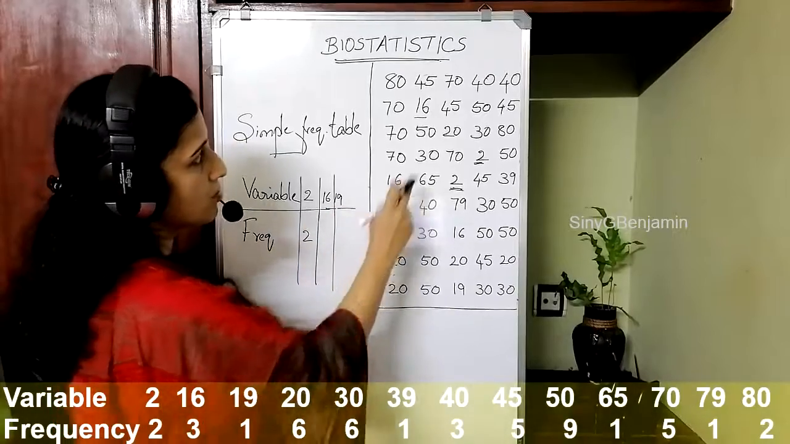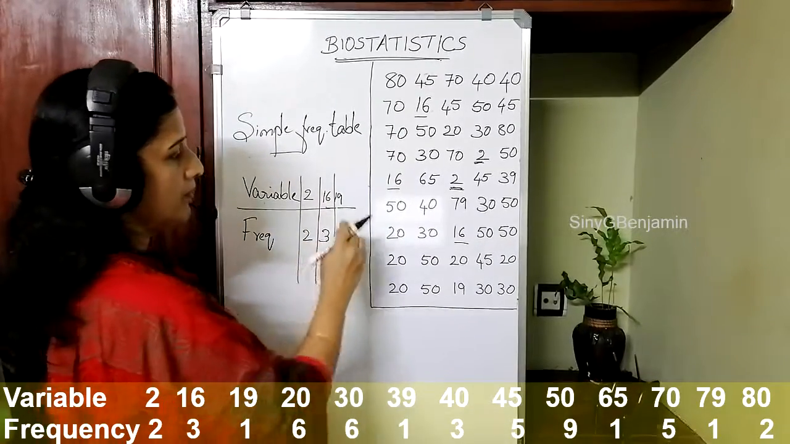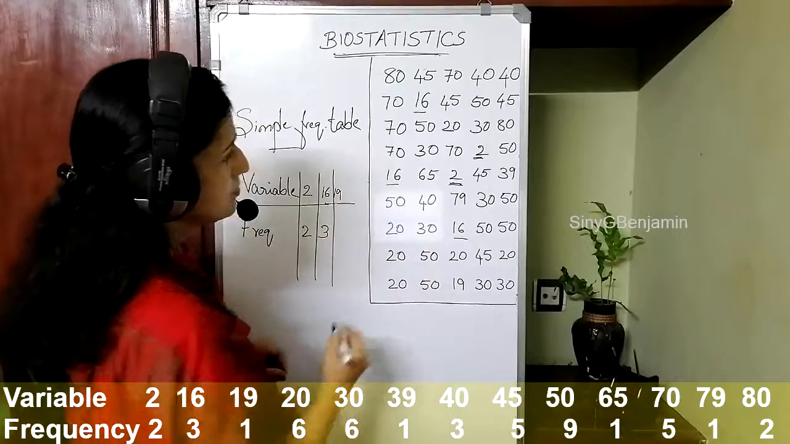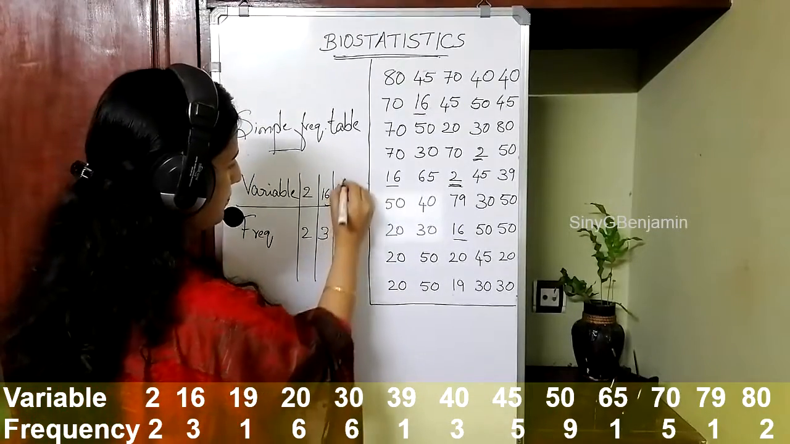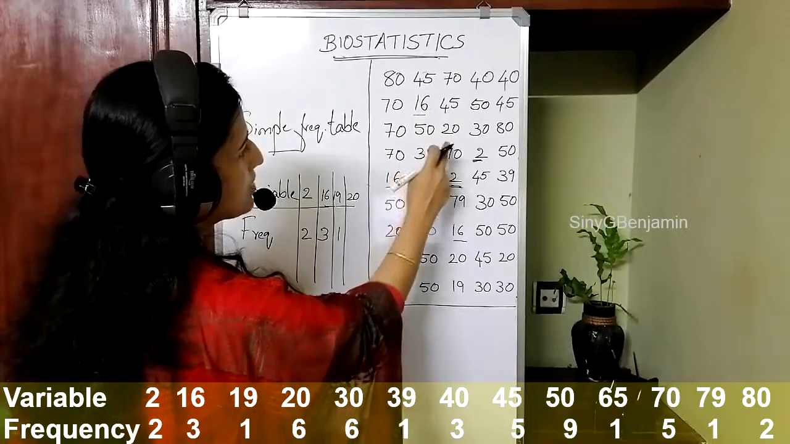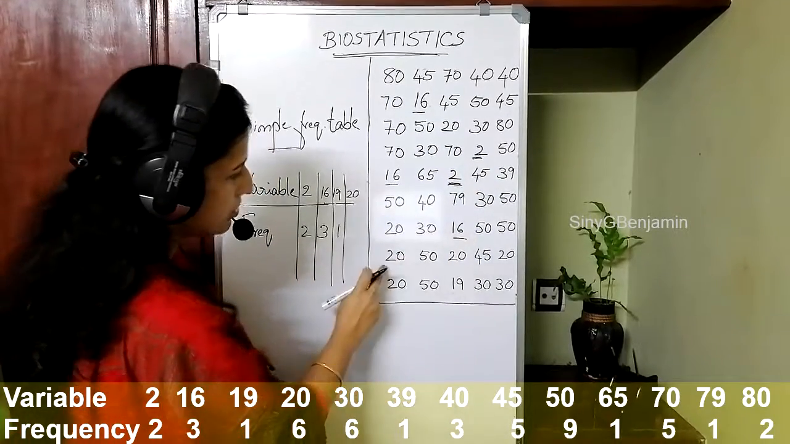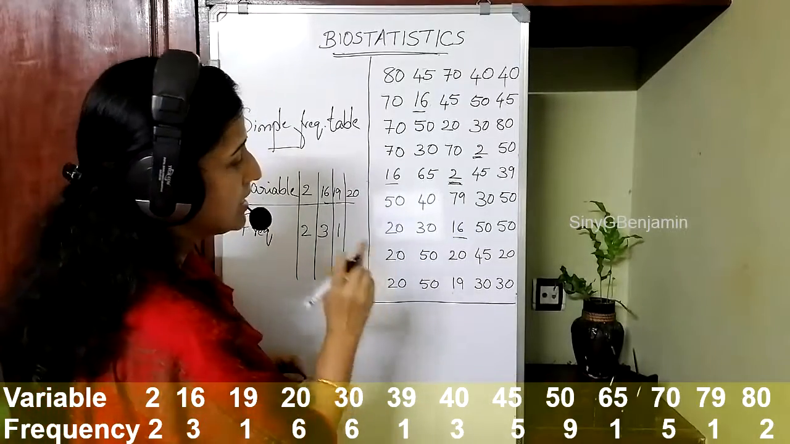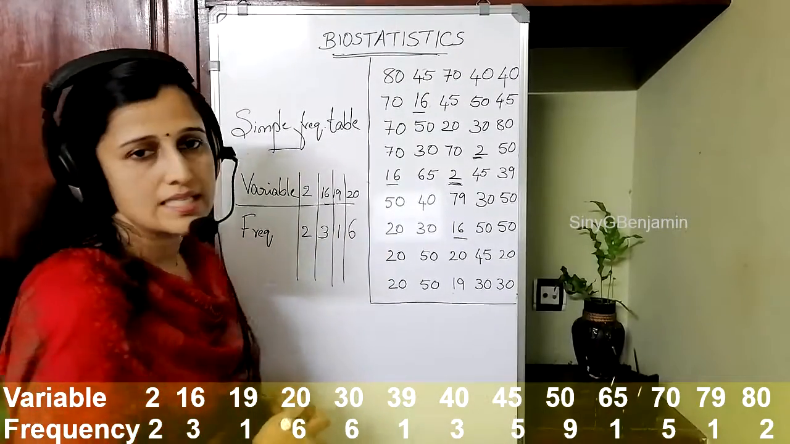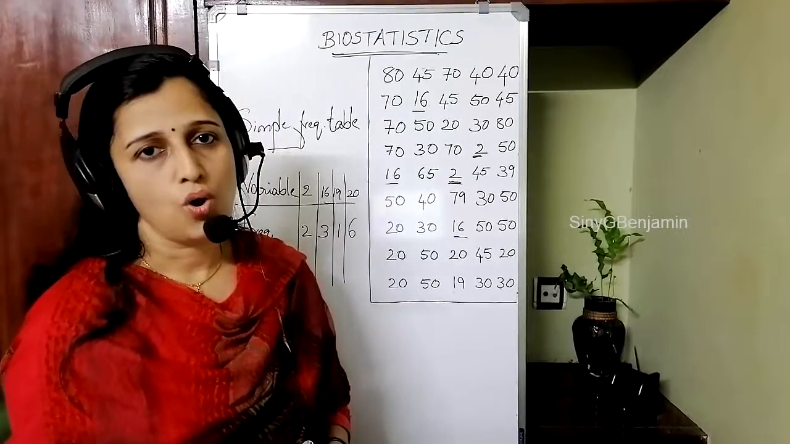So 2. Then how many times is 16 repeated? 1, 2 and 3. So the frequency of 16 is 3. Then we have to find how many times 19 is repeated here. We have to check like this. 19 only one time. Then the next variable is 20. After 19 you have 20. We have to check how many times 20 is repeated here. 2, 3, 4, 5 and 6 times 20 is repeated here. And so we write the frequency of 20 as 6. And then it goes on, and here you can see how a simple frequency table is constructed with this raw data.